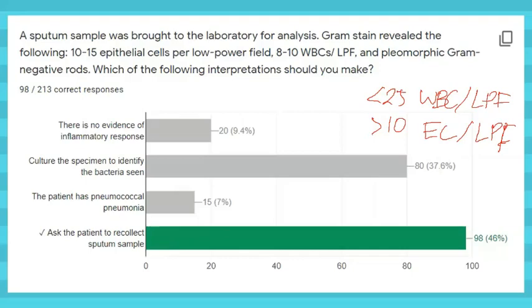All right? If the specimen is really sputum, we would expect that there would be many WBCs but fewer epithelial cells. The opposite is true for saliva. Okay, so again, the answer here is to ask the patient to recollect the sputum sample.